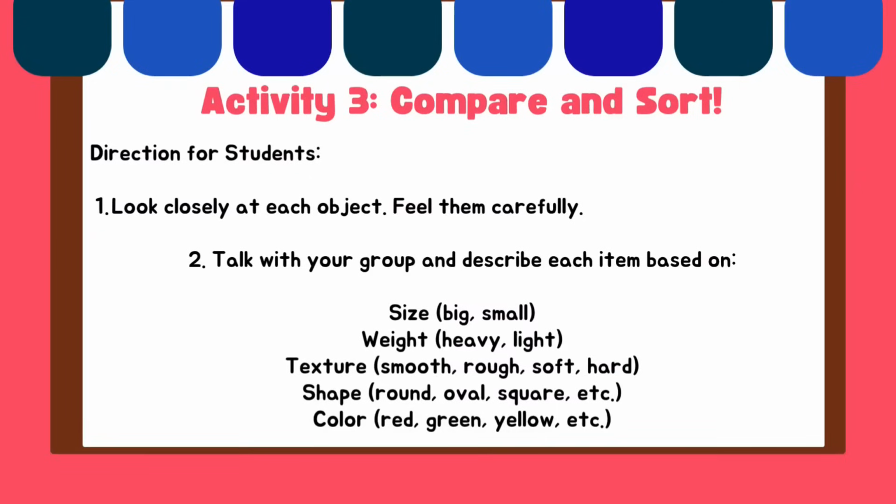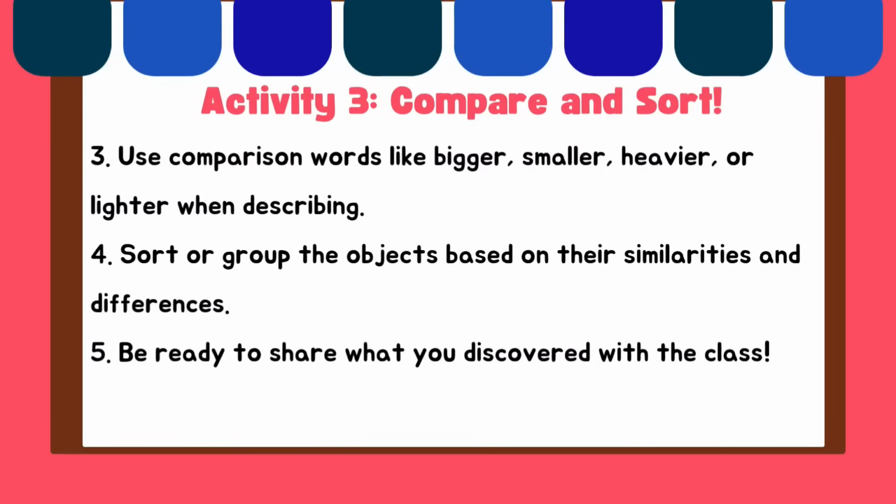Here are the directions for students. Number 1, look closely at each object and feel them carefully. Number 2, talk with your group and describe each item based on size, weight, texture, shape, and color. Number 3, use comparison words like bigger, smaller, heavier, or lighter when describing. Number 4, sort or group the objects based on their similarities and differences. And number 5, be ready to share what you discovered with the class.